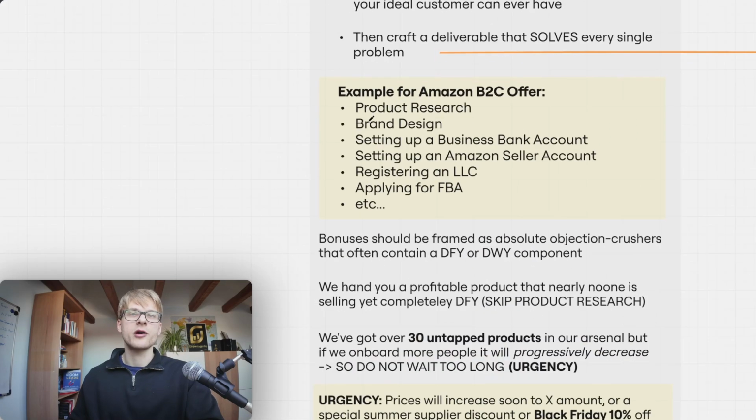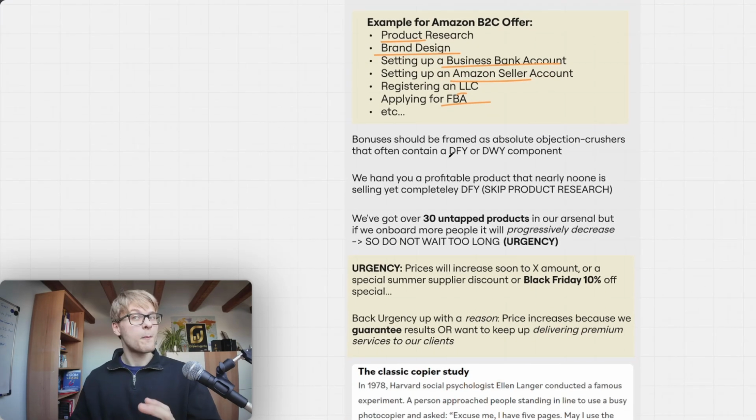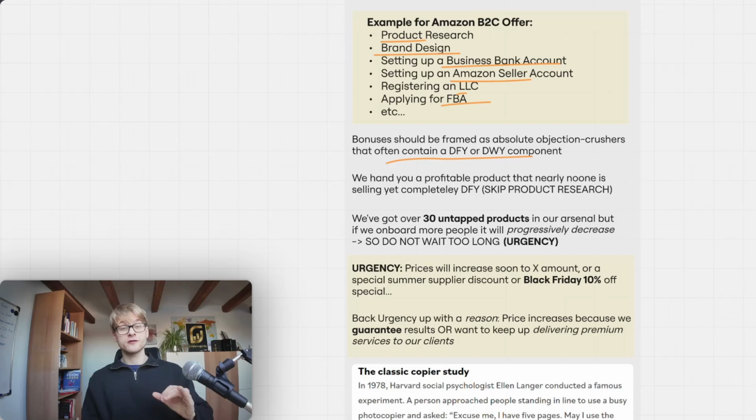Another thing could be product research deliverable, brand design, setting up a business bank account, how to set up an Amazon seller account, registering an LLC, how to apply for FBA. The bonuses should be always framed as complete objection crushers that contain done for you and done with you components. That's why I say we don't sell info products, we sell info services, okay?